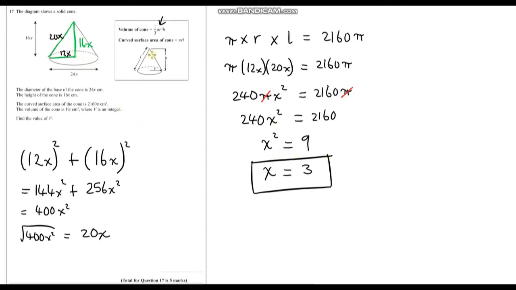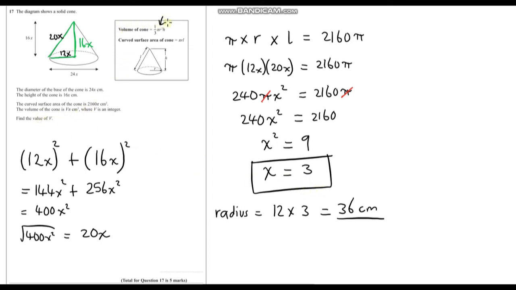So now we can work out the radius. Because if we know that x is 3, we know the radius is 12x. So the radius is going to be 12 times 3, which is 36. So it's 36, and that is in centimeters? Yes, 36 centimeters. So we know that the radius is 36 centimeters. We still need to calculate the volume.